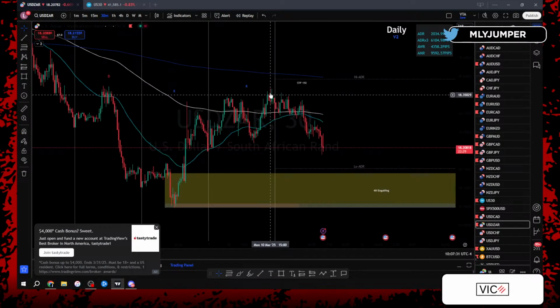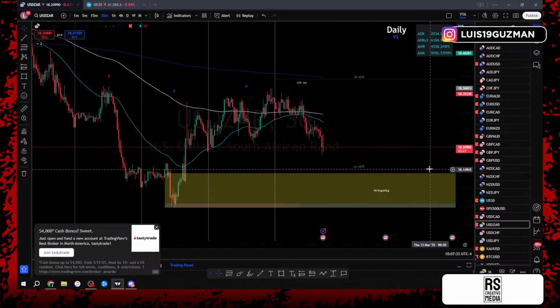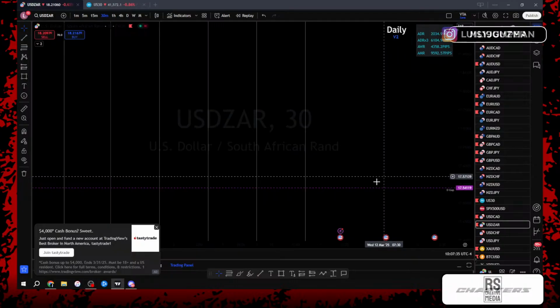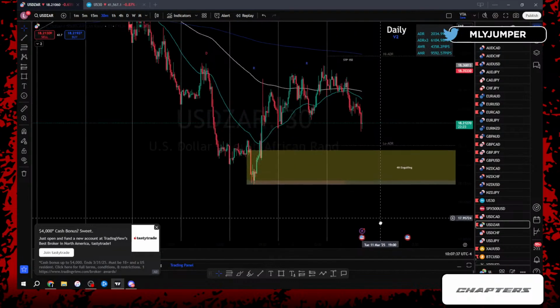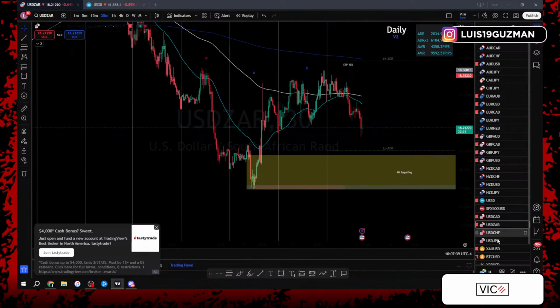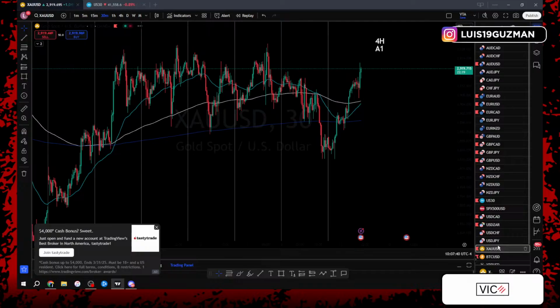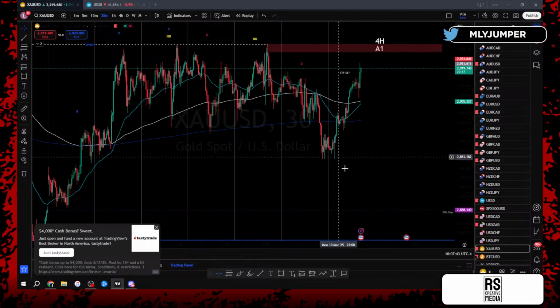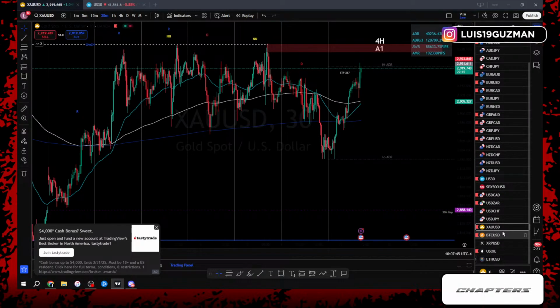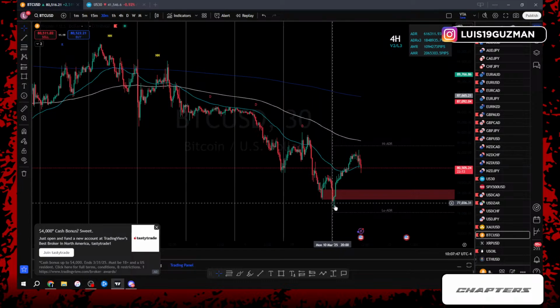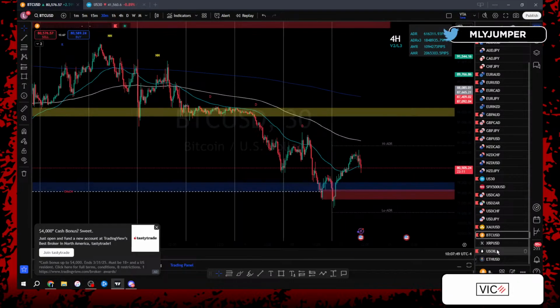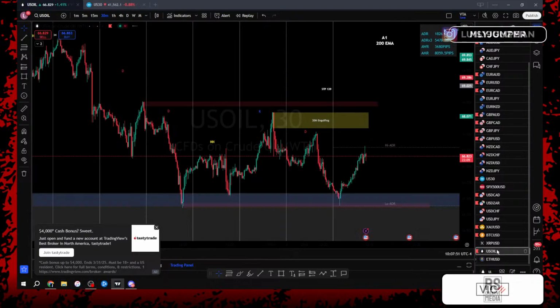Right, USD ZAR, not really looking to take trades on USD ZAR just yet. We still have that gap here at the bottom of the market, so I'm looking for price on ZAR to go down before we could continue to push to the top side. Gold, not looking at anything on gold. Bitcoin, same thing, not really interested in Bitcoin just yet. Gonna wait for market structure to shape up a little bit.